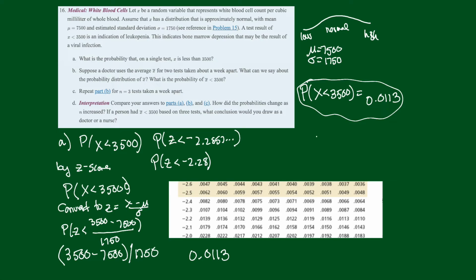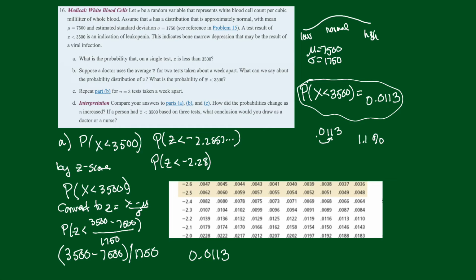All right, so just to get a feel for this, how likely is that? 0.0113, if I make it a percentage, it's about a 1.1% chance that that's going to happen. Or you could say this: out of the entire population of everybody, what proportion of people are going to have white blood cell counts lower than 3,500? About 1.1%.